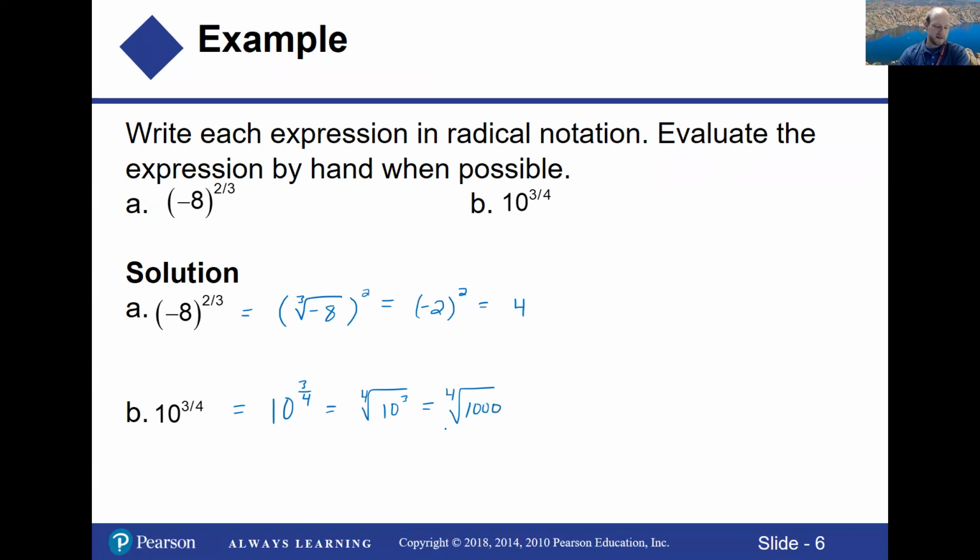Now, if you tried to put this into your calculator, you would get a decimal. This is not a whole number. You could take the 3rd root of 1,000, which would be 10, but I can't do the 4th root, okay? This would be about 5.6, but I only want to evaluate it if it's possible to do it by hand, or really to get a whole number.